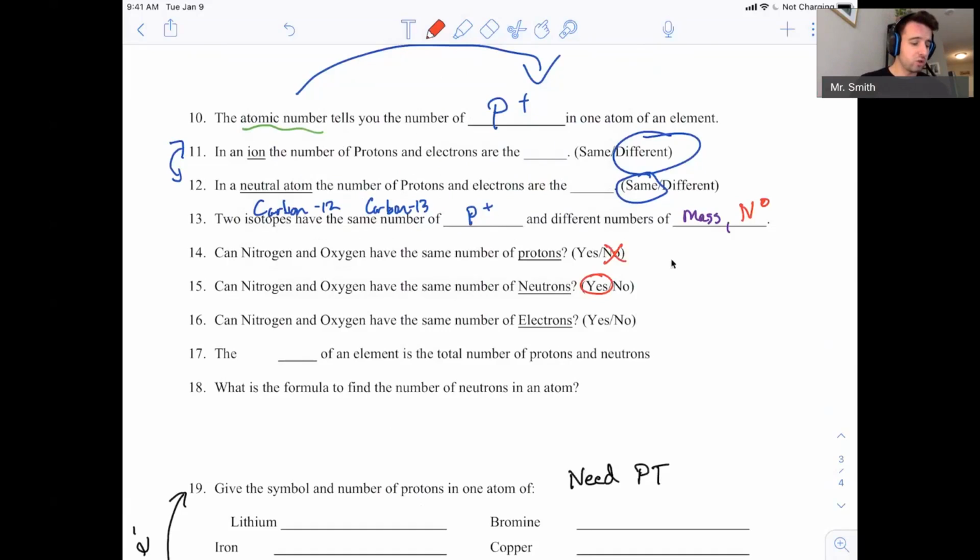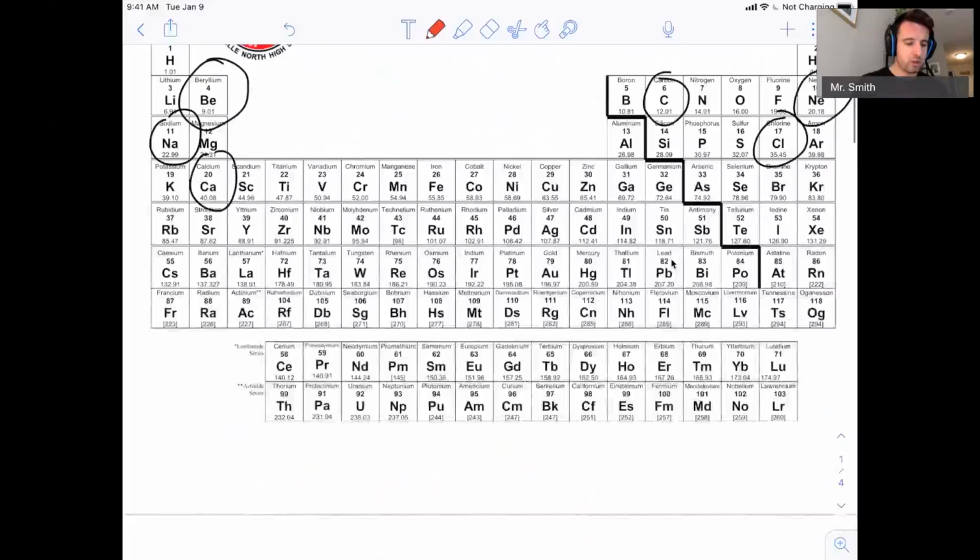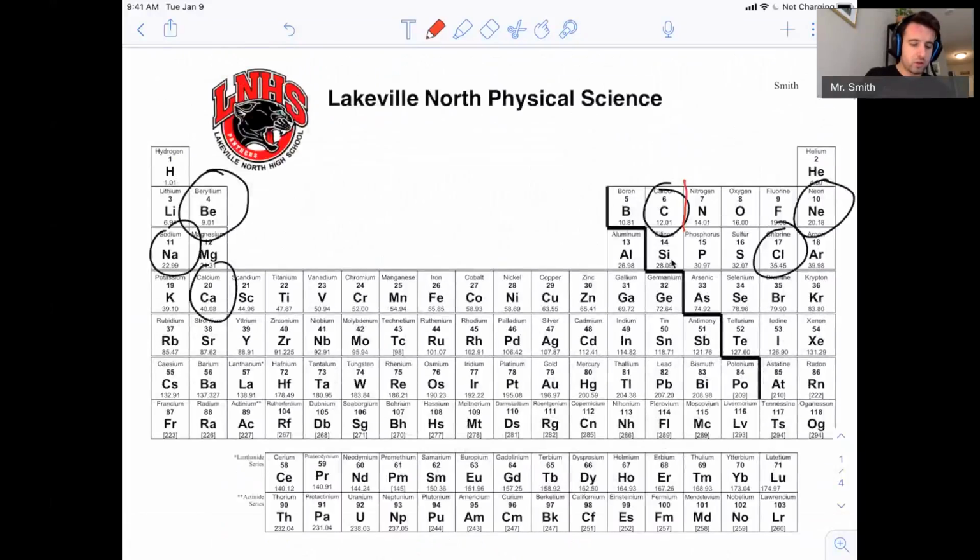Can oxygen and nitrogen have the same number of electrons? Yes, absolutely. Just so you're aware, I'm kind of doing this without the periodic table because I know it so well. Here's nitrogen and oxygen. So if nitrogen has a charge of 3 minus and oxygen has a charge of 2 minus, they'll both, in this case, have 10 electrons.